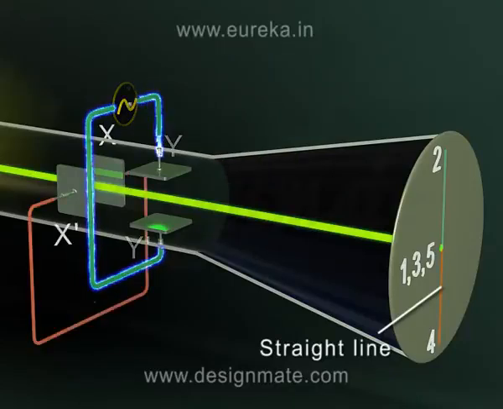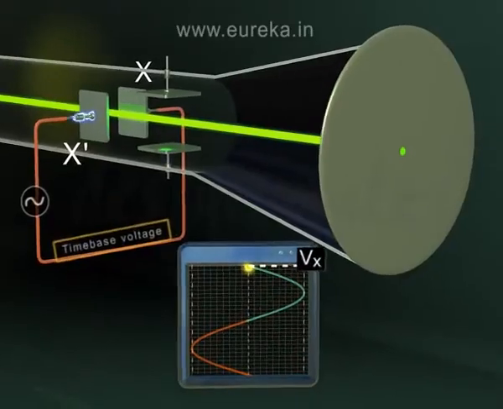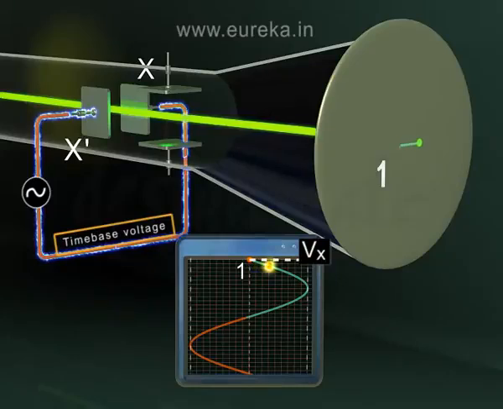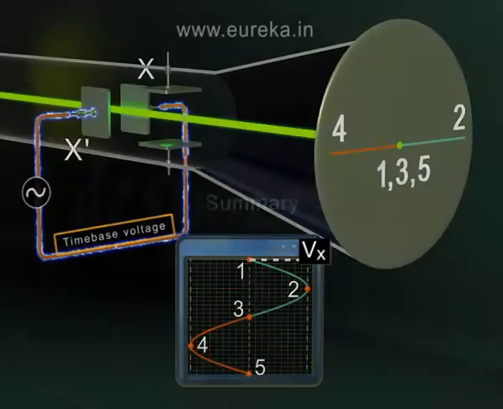Similarly, when a potential difference or AC signal, a time-based voltage, is applied to X-X' plates, it makes the spot move in the horizontal direction. Applying a sinusoidal signal, the spot reaches the end of the screen and again flies back to the starting point, tracing out a straight line on the screen.